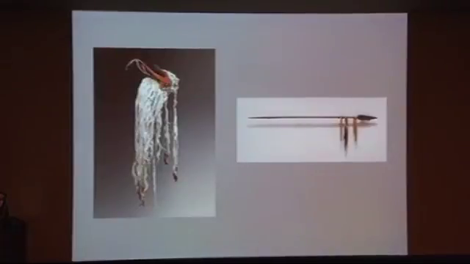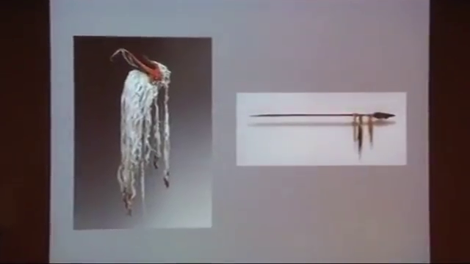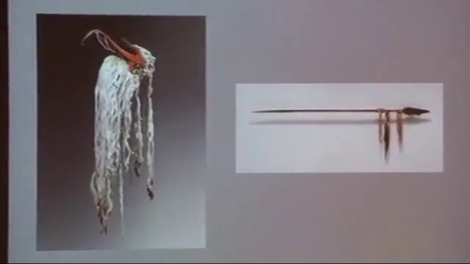Some war implements: a horned headdress from the Pawnee, a very rare piece, close to me. And on the far image is a lance, or what looks like a lance. I don't think it was used for stabbing. I think it was used for touching the enemy. It might be a warrior society object. When I say touching the enemy, that's called counting coup. It was regarded as the highest war honor.